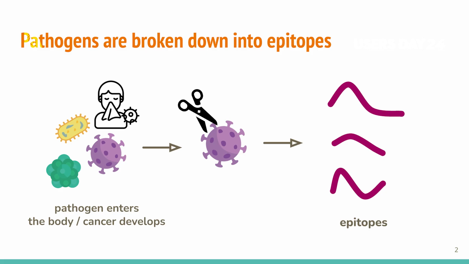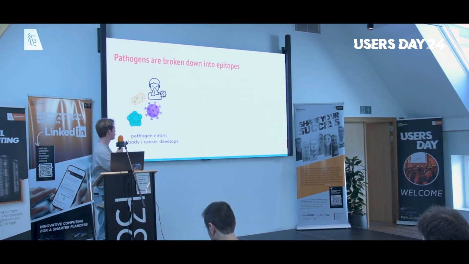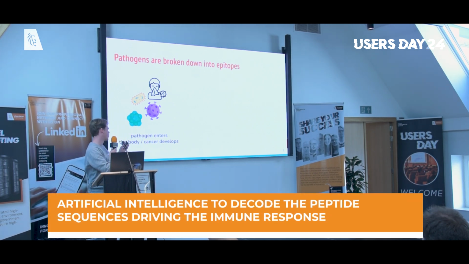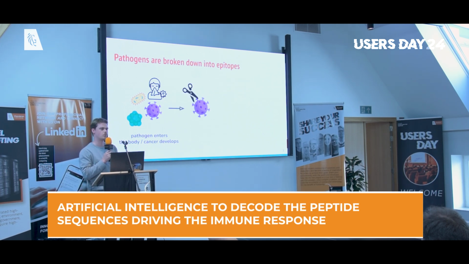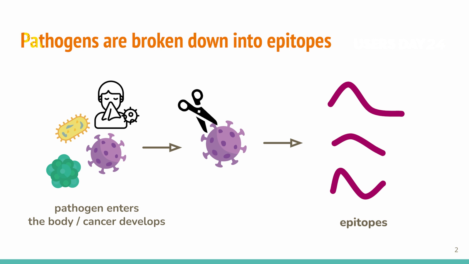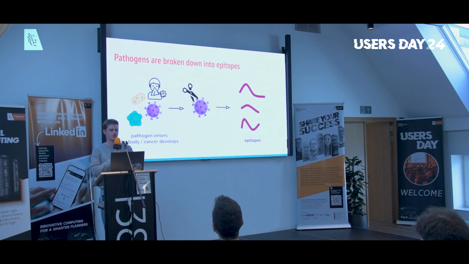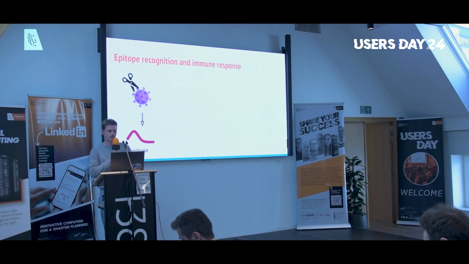For those without a background in biology or anything related, it all starts when a pathogen, for example a virus or a bacteria, enters the human body, or when some cancer develops. Then in the body there are systems to cut these pathogens or proteins from the cancer cells into small parts, and these parts are called epitopes. So these are very short pieces of proteins from the pathogens. So that's what we have here.